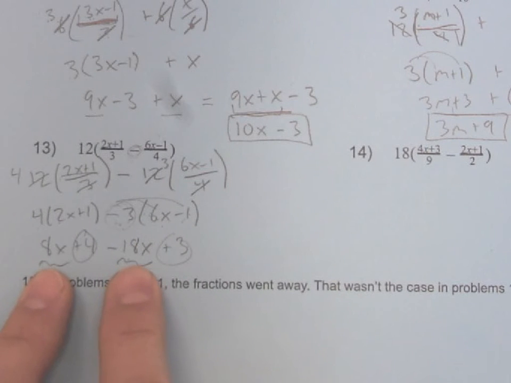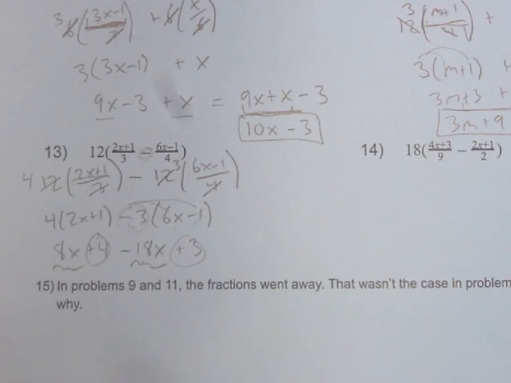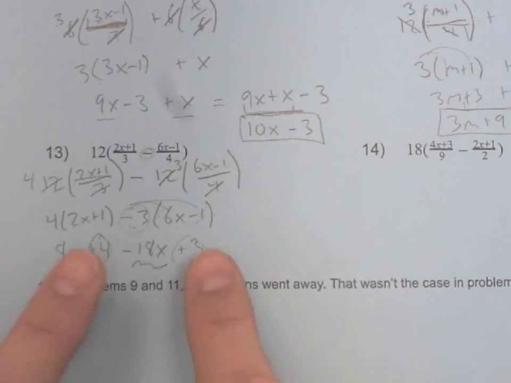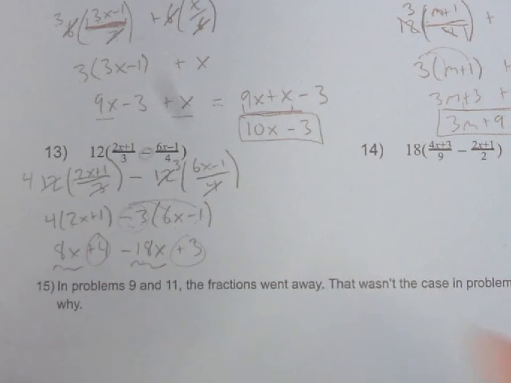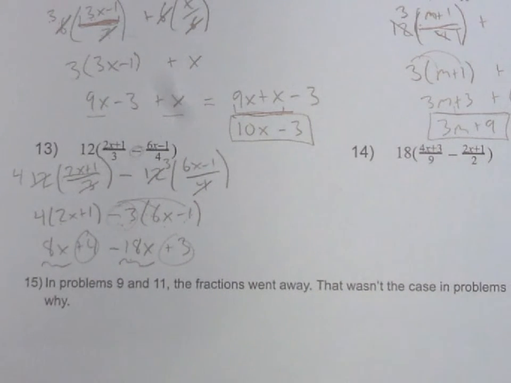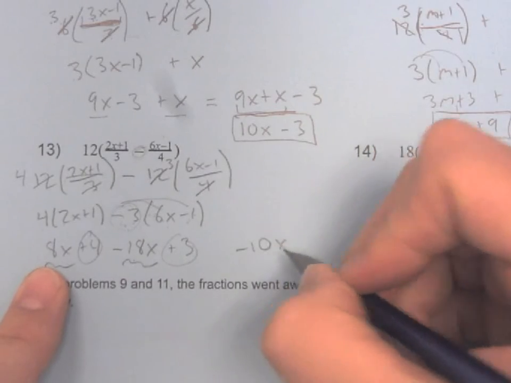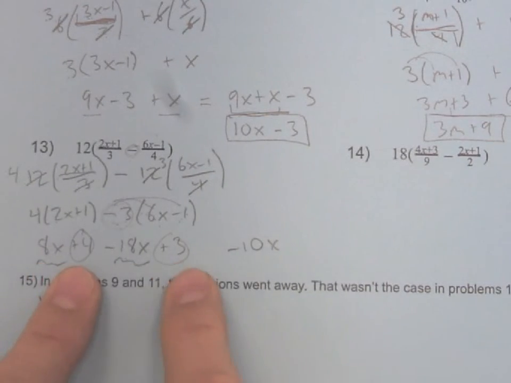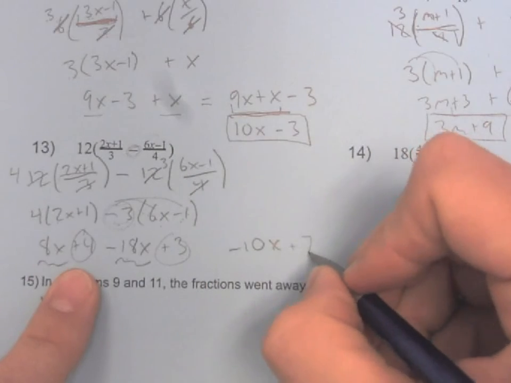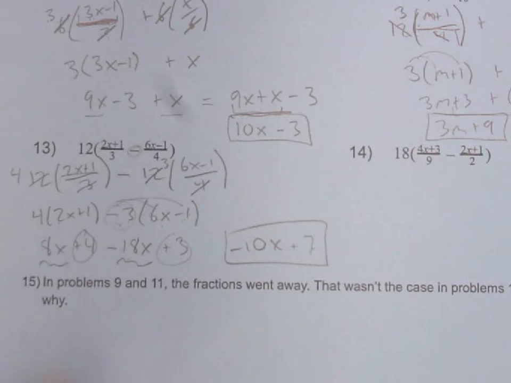Now again, if you want to rearrange them and put the x's next to each other, if that makes more sense to you, you can do that. If you want to put the regular numbers next to each other in the back, you can do that. Usually at this level of algebra, we can do that mentally. So an 8 and a negative 18 together is going to be a negative 10x, because they both have x's, and then a positive 4 and a positive 3 is going to give us a positive 7. Okay, so that's how that one works.